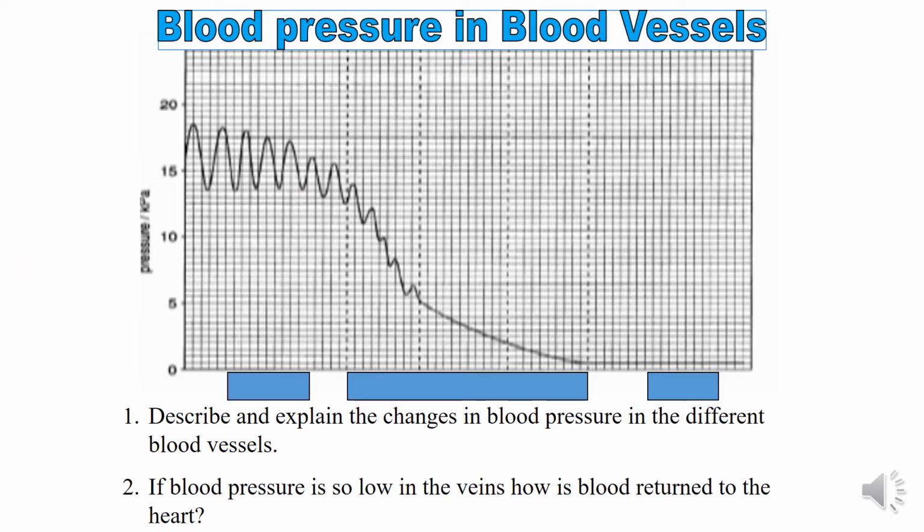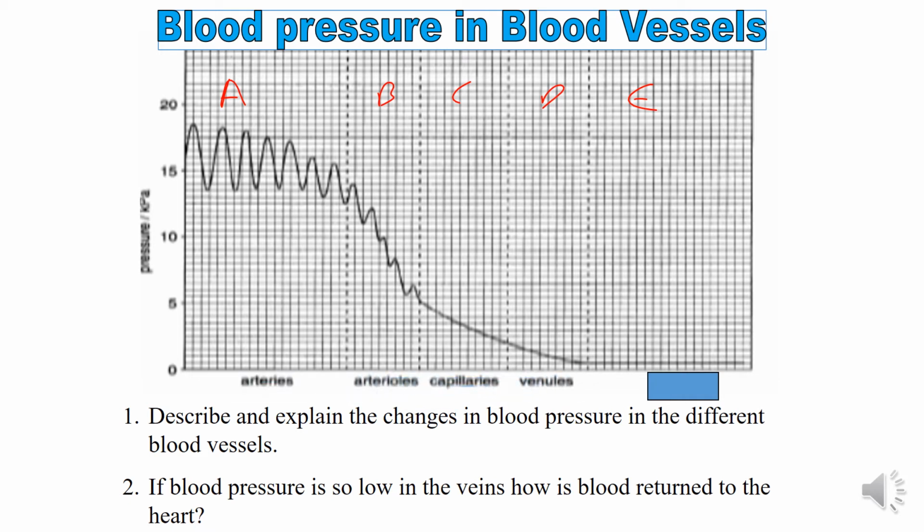Okay. So here we have a typical graph which shows you the pressure changes that happen in the blood vessels as they leave the heart. There's a couple of really important points to identify here, and if we label them here as A, B, C, D and E, that is showing us the arteries splitting into the arterioles, into the capillaries, and eventually into the venules to go to the veins.